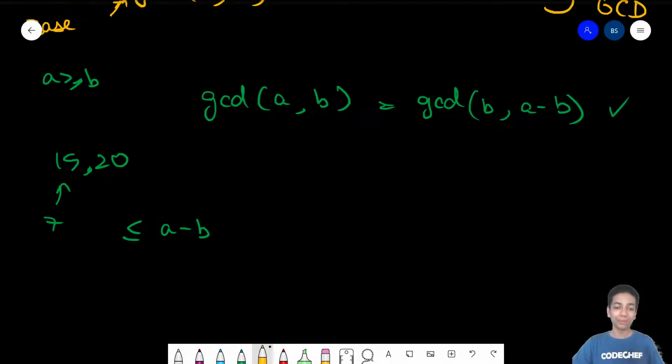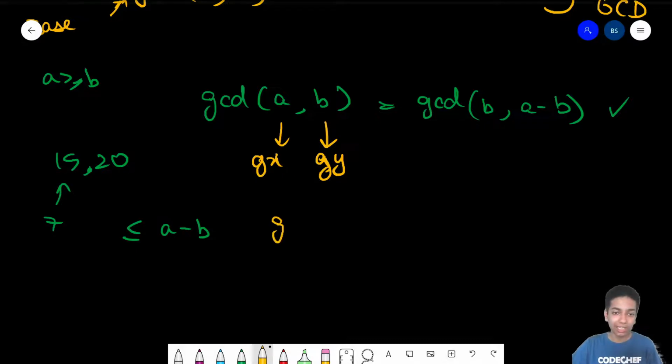Mathematically, if the GCD is G, then A can be written as Gx and B can be written as Gy, for some x and y, because by definition G divides both of them. That's why it's the GCD. And x and y will be co-prime, because if they had something in common, that would be included in G only. So x and y are completely coprime.